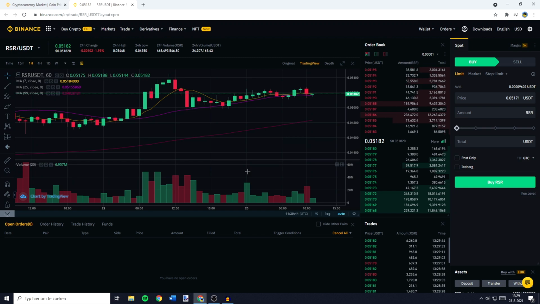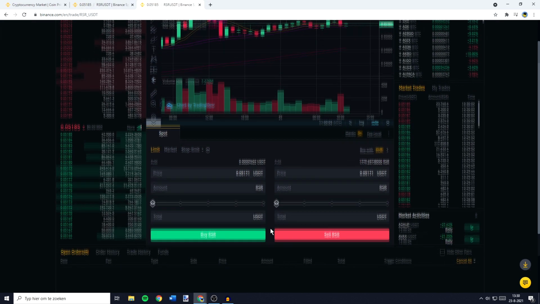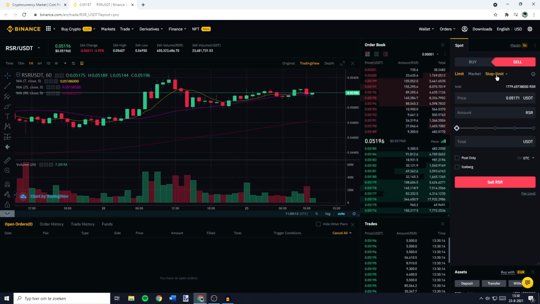Over on this page, you want to go over to the place order section. Now, if you're using the pro layout, this will be on the right side of your screen. And if you're using the default layout, this will be in the middle of your screen, down at the bottom. You'll then need to go over to sell and click on stop limit.